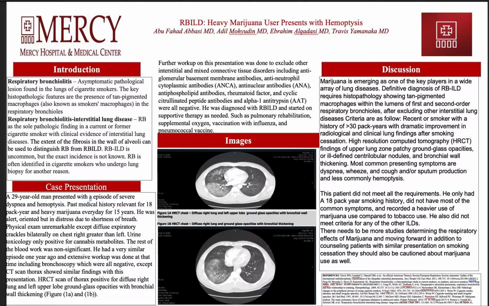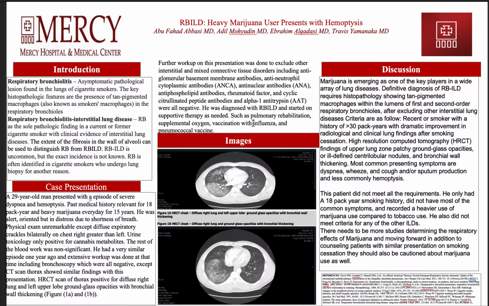The patient's CT scan this time was positive for diffuse right lung and left upper lobe ground glass opacities with bronchial wall thickening. The patient did not follow up after that presentation. The patient presented again this time with a similar presentation and was more compliant, and this helped us exclude other interstitial and mixed connective tissue disorders. Tests that were ordered included, but were not limited to, anti-glomerular basement membrane antibodies, ANCA, ANA, antiphospholipid antibodies, RF, CCP antibodies, and alpha-1 antitrypsin. These were all negative.